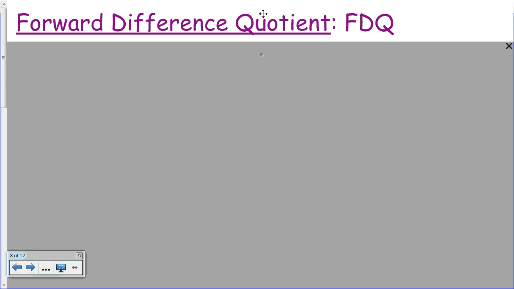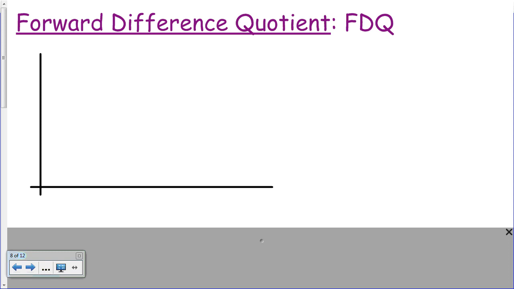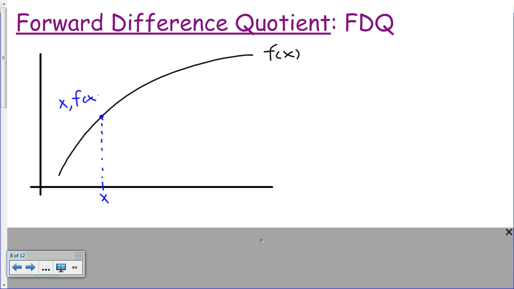So let's take a look at what the forward difference quotient is. And I'm going to just sketch a function here that we can use to illustrate a forward difference quotient on. It really doesn't matter what our function looks like, but I'm going to sketch a function that looks kind of like this for each one of these three. And I'm just going to pick a point here. We'll call this x. And I'm going to go ahead and name that point there on my curve as the point x, f of x.